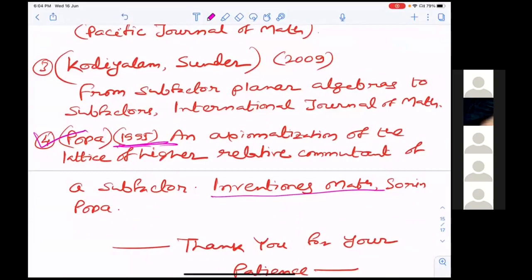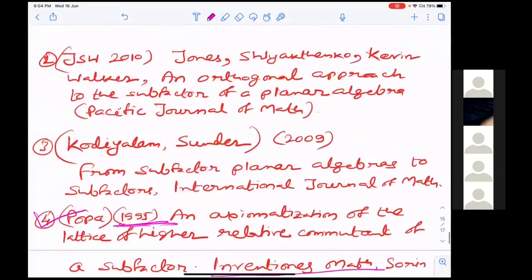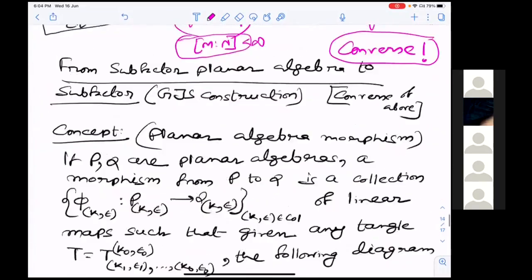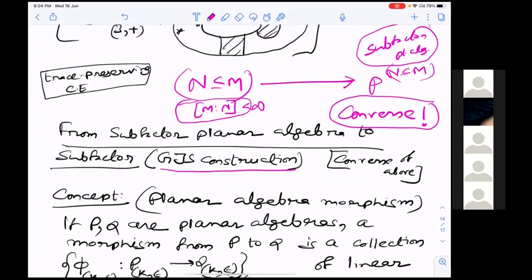Popa, given any lattice of standard invariant, that is called lambda lattice, has explicitly constructed a subfactor. But what about this pictorially, how one can do that? That is what is called the GJS construction. So now from a planar algebra, we have to construct a subfactor.